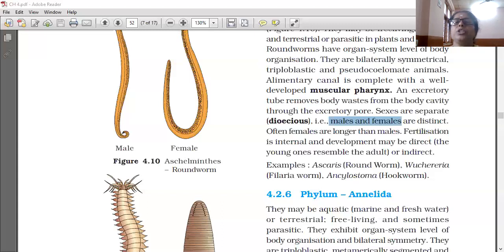Next, phylum Ctenophora characteristics are given together. This one you have to make into notes. Already I sent you the PDF, so it is very easy to learn. By learning this, you will get full marks.